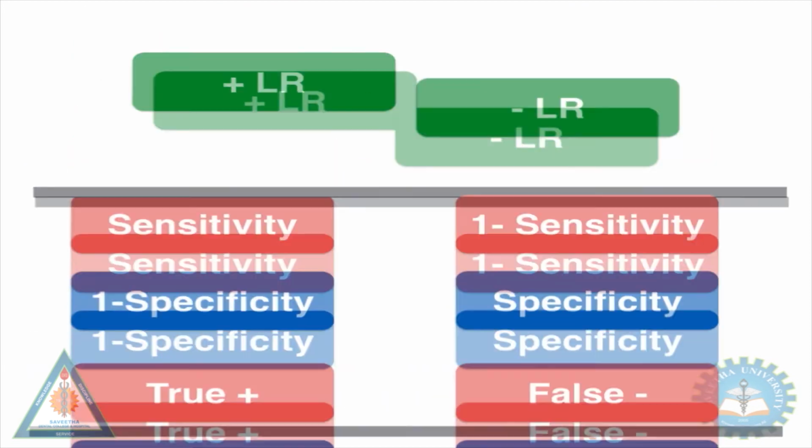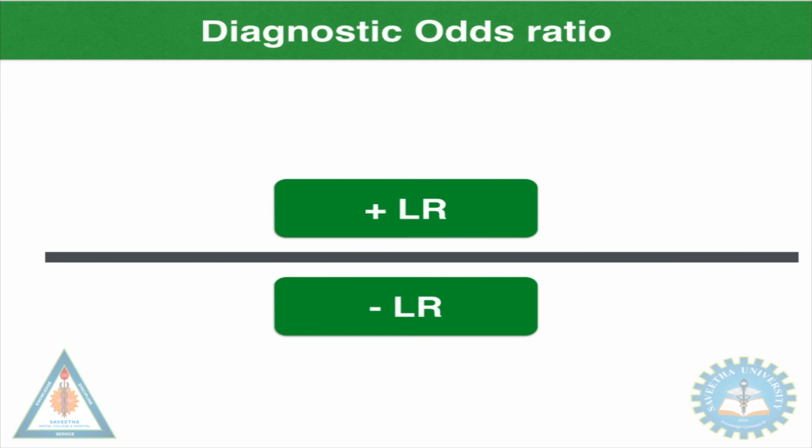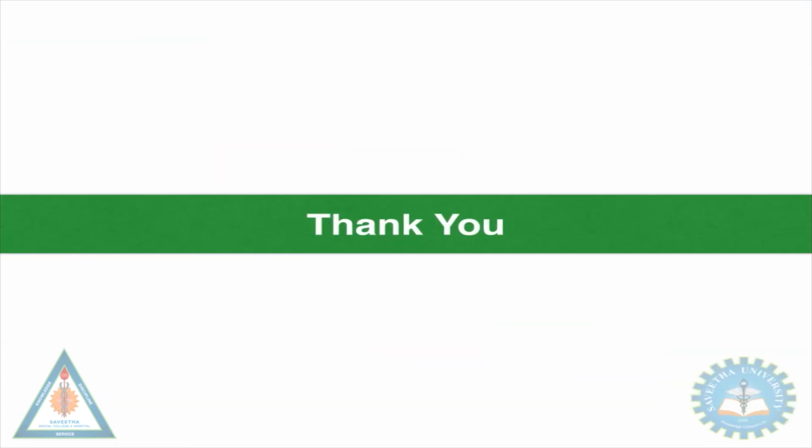And the last parameter is the diagnostic odds ratio, the odds of the test detecting a disease. That is the ratio between the positive likelihood ratio and the negative likelihood ratio. And that concludes the statistical calculations around diagnostic tests.